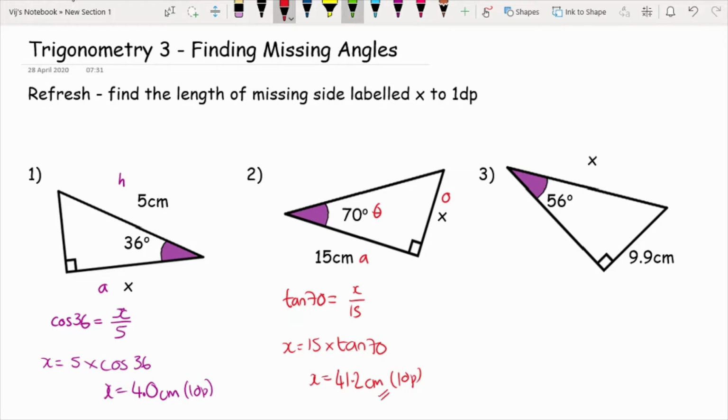And then finally for question 3, again here I've got my hypotenuse, I've got my theta, and I've got my opposite. So here I'm going to use my sine rule. So it's sine 56 equals 9.9 over x. Now as you can see, x is at the bottom, so when x is at the bottom we need to divide, so it's going to be 9.9 divided by sine 56, and if I type that into my calculator, I get an answer of 11.9 centimetres.